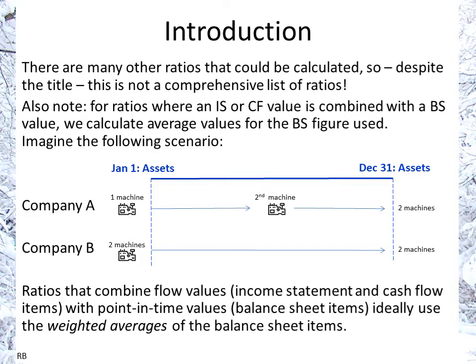So that's why when you're combining values like income statement and cash flow, which are flow values, they are earned throughout the year. Same goes with cash flows. Together, when you compare them with balance sheet items, which use just one point in time, normally we tend to use weighted averages of balance sheet items. So here the average for company A would be 1.5, and the average for B would be 2, which would be more appropriate.